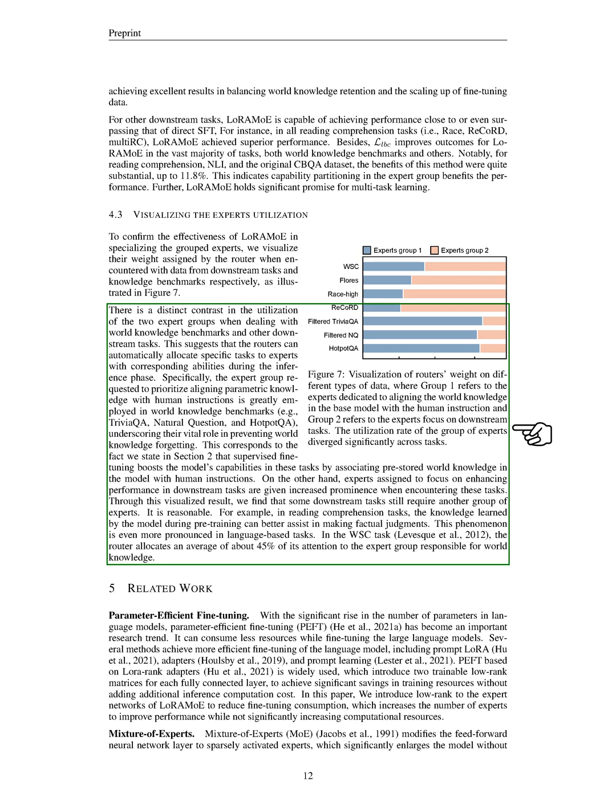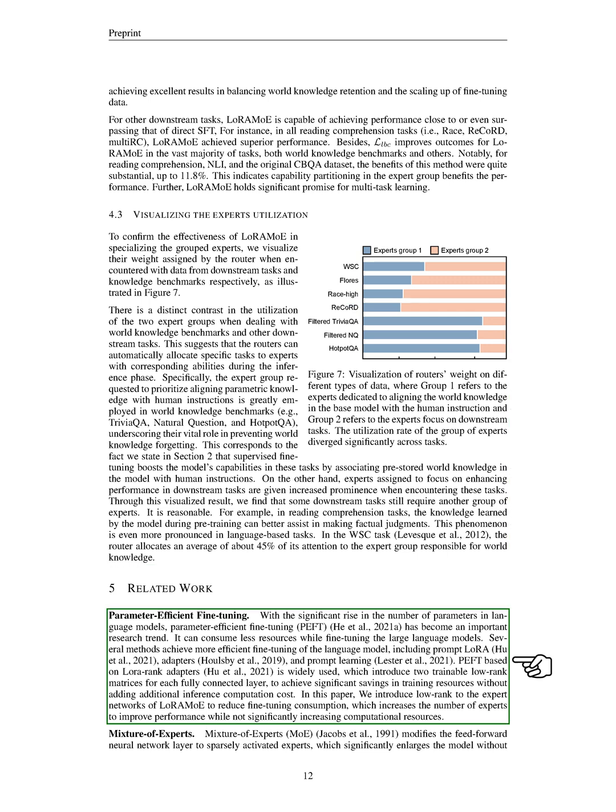On the other hand, experts assigned to focus on enhancing performance in downstream tasks are given more importance when encountering these tasks. In terms of related work, with the significant increase in the number of parameters in language models, parameter-efficient fine-tuning, PEFT, has become an important research trend. Several methods achieve more efficient fine-tuning of the language model, including prompt tuning and prompt learning. PEFT based on low-rank is widely used, which introduces two trainable low-rank matrices for each fully connected layer, to achieve significant savings in training resources without adding additional inference computation cost.